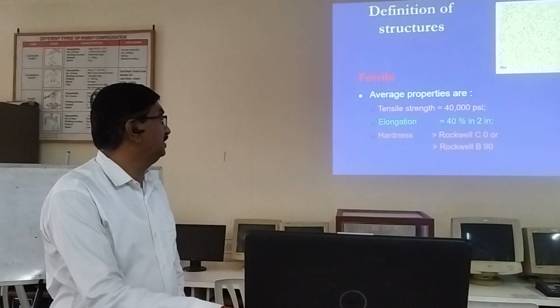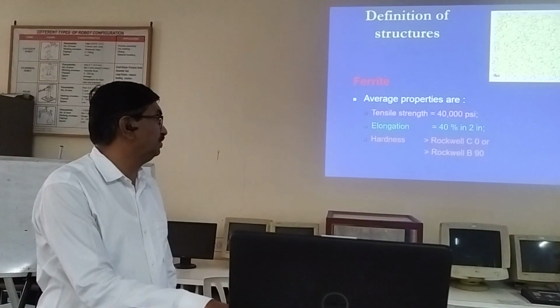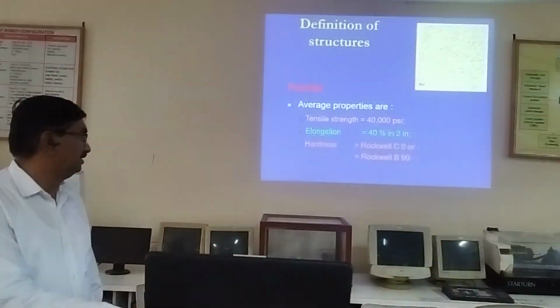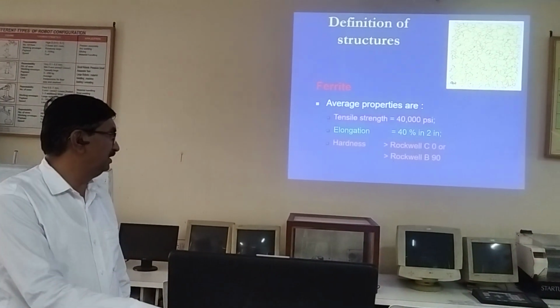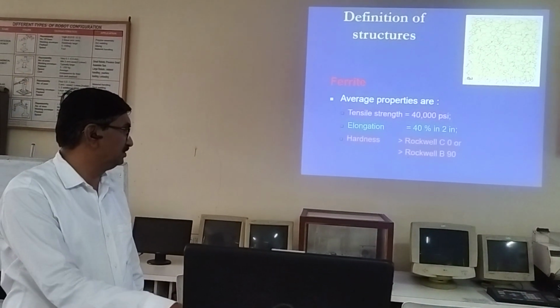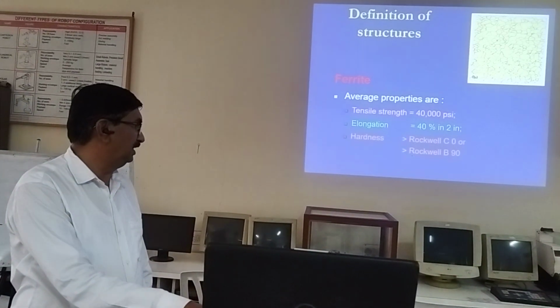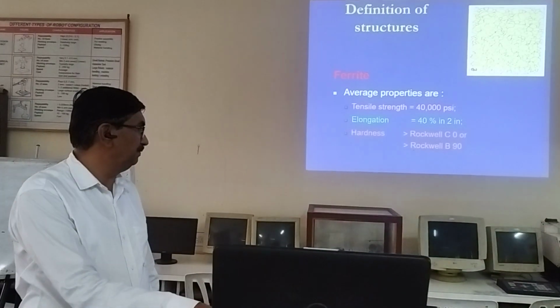The ferrite structure looks like this. The tensile strength is 40,000 psi, elongation 40%, and hardness, that is Rockwell hardness, up to 90. We are measuring with the help of the B scale.